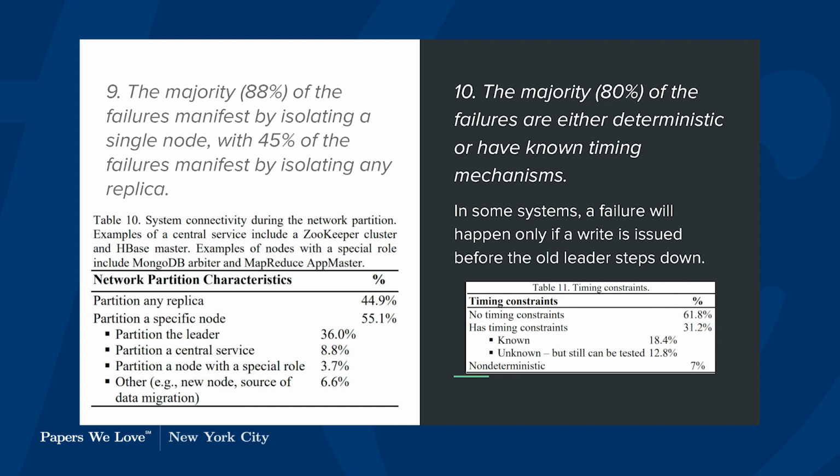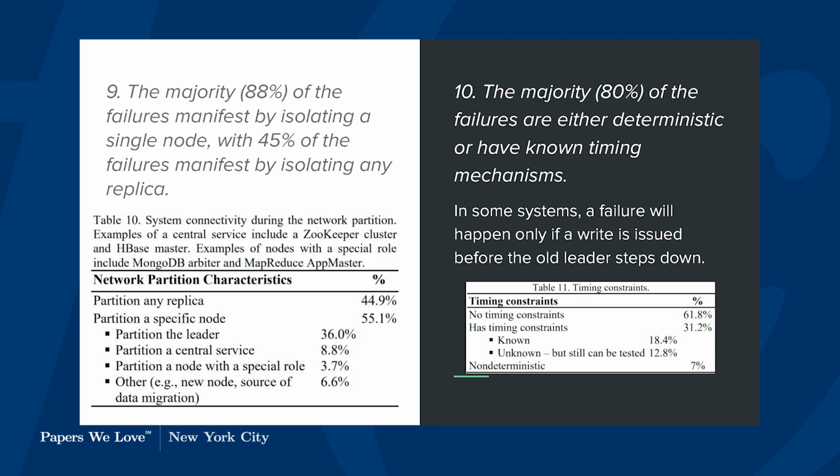However, in other cases, in 55% of cases, it's actually a very specific node that has to be partitioned. So if you partition the leader from the rest of the network, 36% of the errors or issues came from there, or a central service, such as a Zookeeper cluster or HBase master. And then if you partition a node with a special role, such as the MongoDB arbiter, you can also get into a bad state for your cluster.